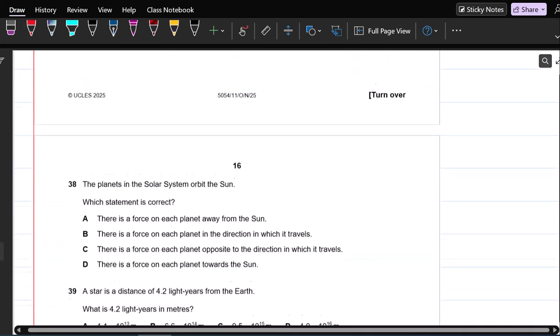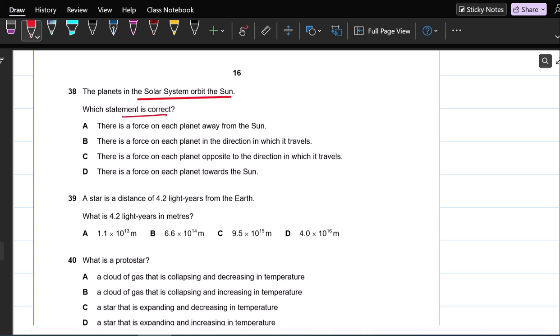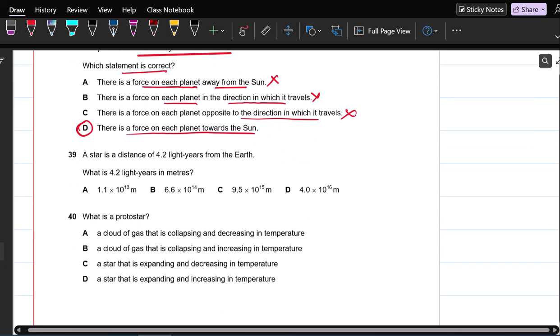The planets in the solar system orbit the sun. Which statement is correct? There is a force on each planet away from the sun. No, it is towards the sun. This is wrong. There is a force on each planet in the direction... No. There is a force on each planet opposite to the direction. Not possible. There is a force on each planet towards the sun. Yes. Towards the center.